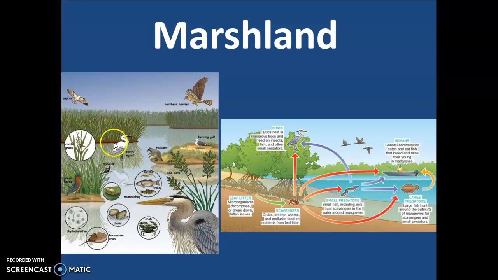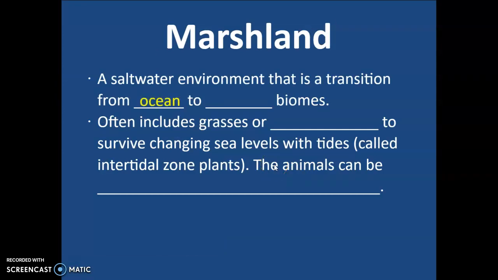Some giveaways that this isn't just some inland thing here is birds that are always found near the ocean, crabs. Similar thing going on over here. Crabs and such give the impression that while they're not showing any ocean in these pictures, they're definitely at the edge of the ocean. So a marshland, saltwater environment, it's a transition from ocean to land biomes. It often includes grasses or mangroves. Grasses in more temperate climate marshlands and mangroves in the more tropical ones.